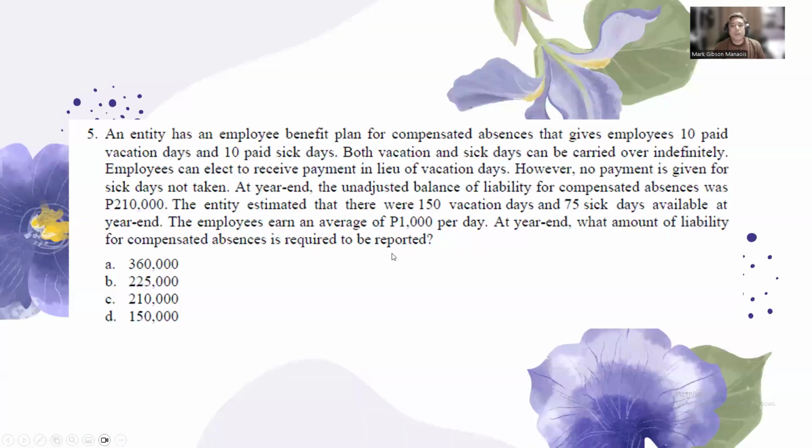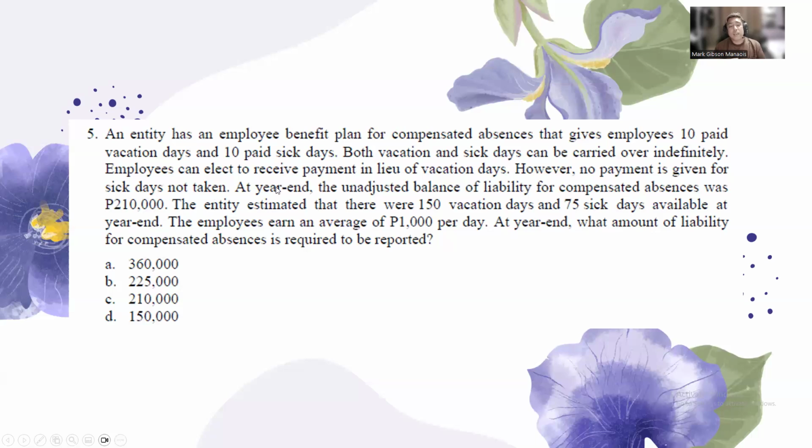Another problem. So the requirement is at year end, what amount of liability for compensated balances is required to be reported? An entity has an employee benefit plan for compensated absences that gives employees 10 paid vacation days and 10 paid sick days. So ito parang ganito yung sa amin. Both vacation and sick days can be carried over indefinitely. Employees can elect to receive payment in lieu of vacation days. However, no payment is given for sick days not taken.